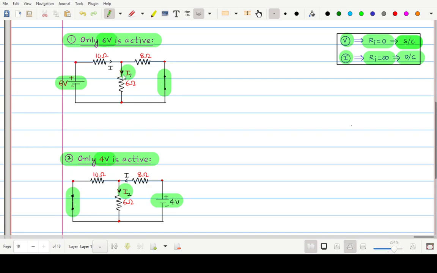Okay, now this current I1 is due to what? This 6 volt. So let us suppose current flowing due to this 6 volt is total current I. When this current comes at this point, it will get divided into two parts. Some current will pass through this 8 ohm and some current will pass through this 6 ohm. Okay, so we have to apply current divider rule over here like this.